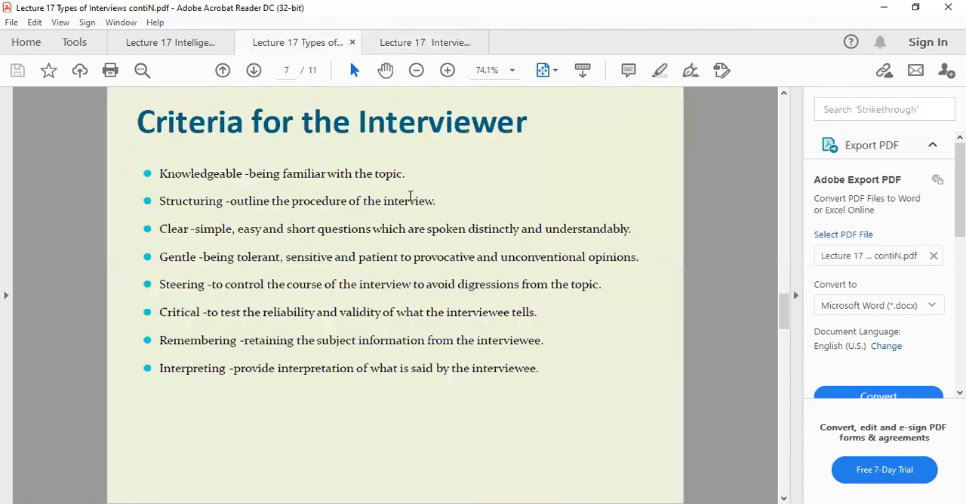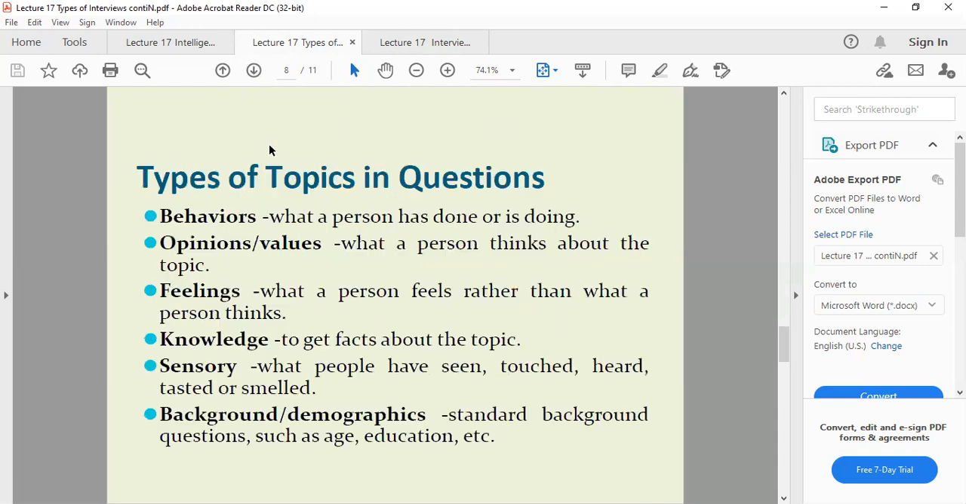Looking at the criteria for the interviewer: be knowledgeable and familiar with the topics; structuring, outlining the procedures of the interview; clear, simple, short questions; gentle, tolerant and sensitive as well; steering, to control the course of the interview; critical, try to test the reliability and validity of what the interviewee tells; remembering, retaining the subject information from the interviewee; and interpreting, to be able to interpret information that you have gathered.